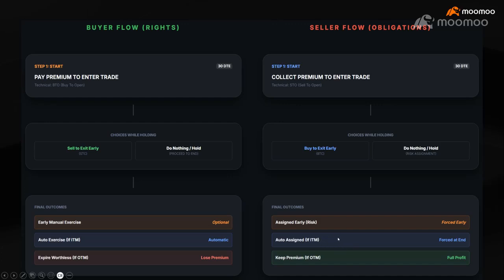But if the option expires out of the money, basically the buyer will lose the whole premium. Initially you collected the premium already. So this one expires worthless. The buyer doesn't want to exercise the right because there's no point for him to exercise. So you get to keep all the premium.